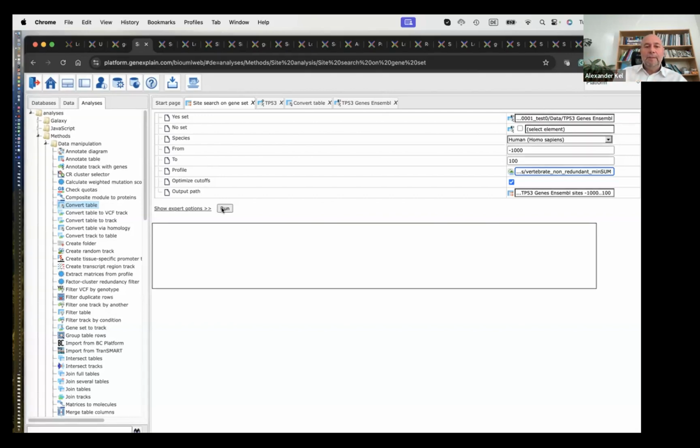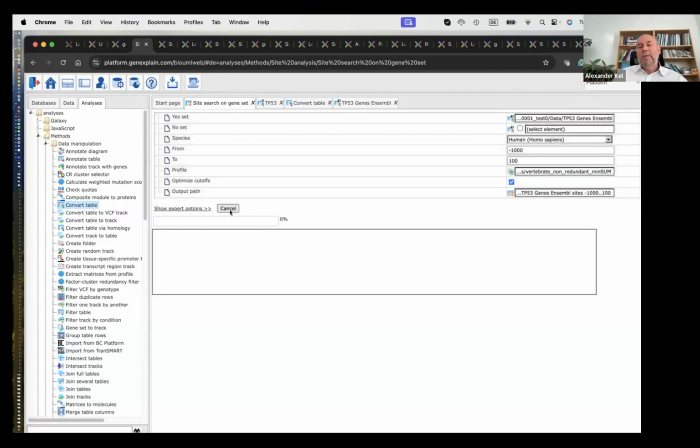And then you simply run it for one set of one gene. It must be quite quick. Okay, cutoff optimization, no set.